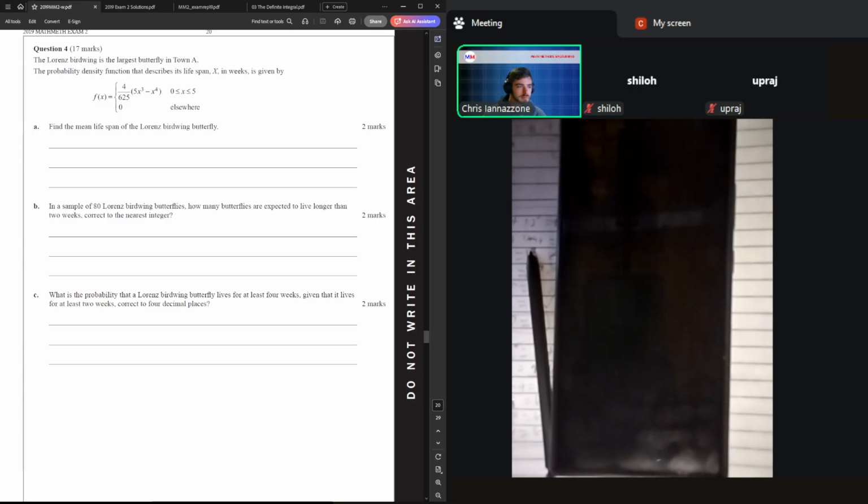Talking samples now. We're taking a sample of 80, so we're at least guaranteed to be going into some sort of discrete, because now we're talking about the individual butterflies rather than as a full population.